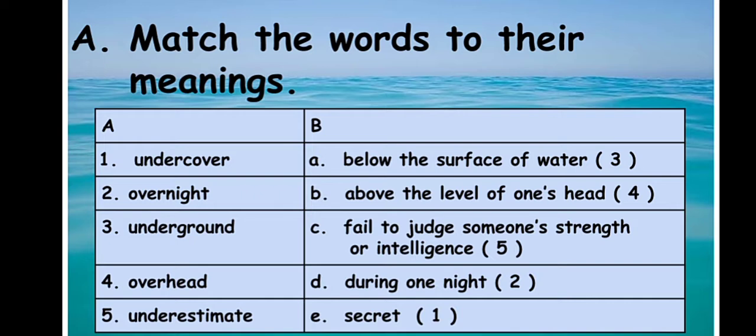And look at the fifth one, underestimate. The meaning of underestimate is, obviously, C. Yes or no? Fail to judge someone's strength or intelligence. The meaning of underestimate is fail to judge someone's strength or intelligence.